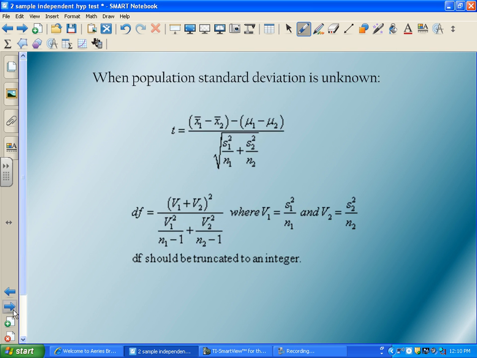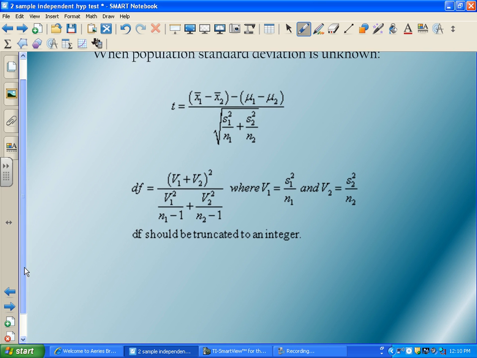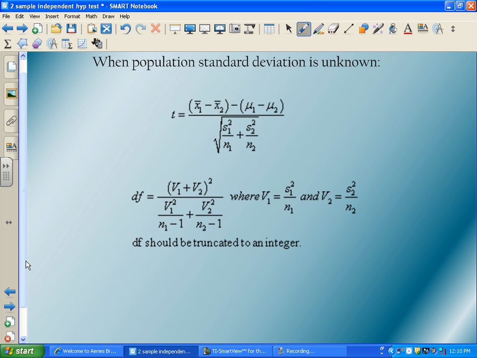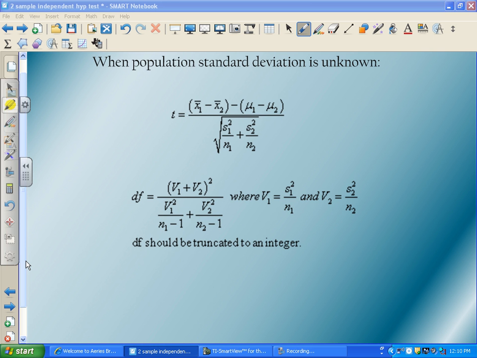All right. This is what it looks like. Here's your t-test. As I said, you have two samples now, X bar 1 and X bar 2. You're going to be comparing it to a hypothesized difference. And I'll talk about the hypothesized difference later.